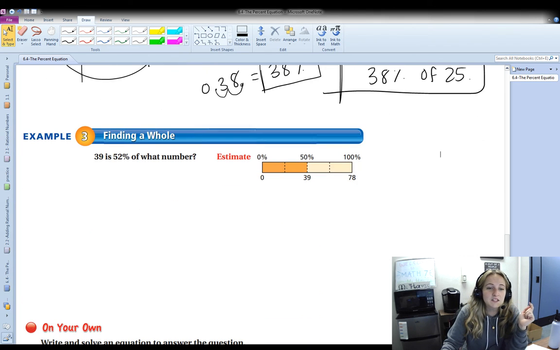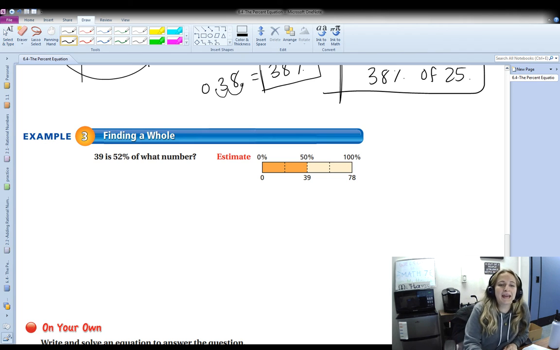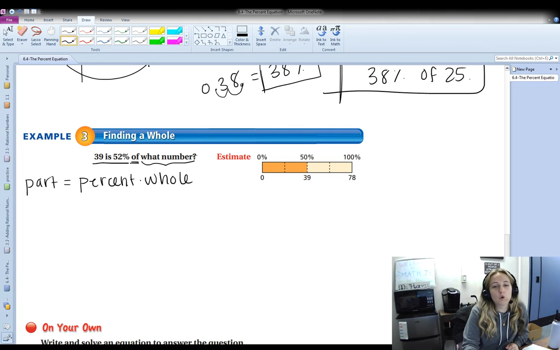Okay, and then finally, let's look at our example 3, finding a whole. So again, let's write our setup. It's part equals percent times whole. And let's read it. 39 is 52% of what number? So that means we don't know the whole, okay? Because this represents the whole because the of is before it. So I don't know the whole, so I'm going to write an X.